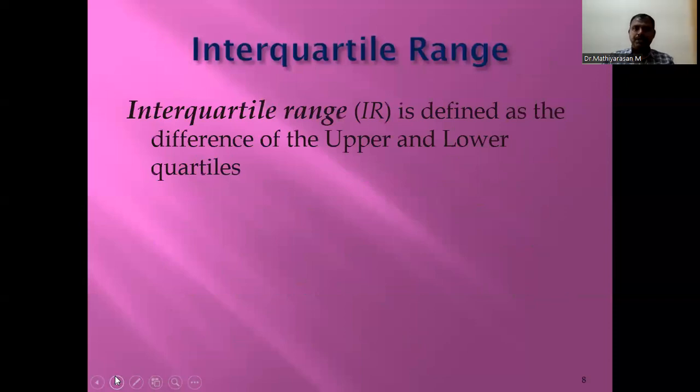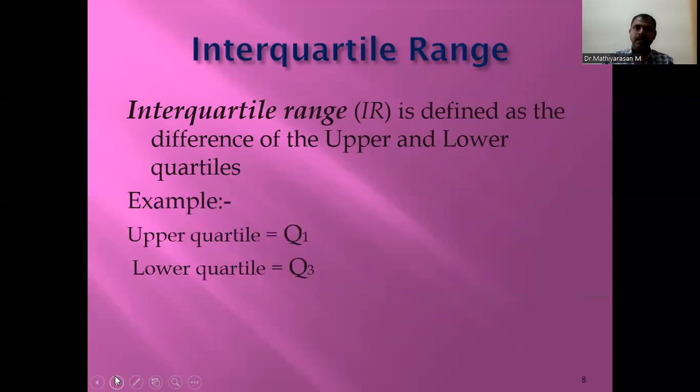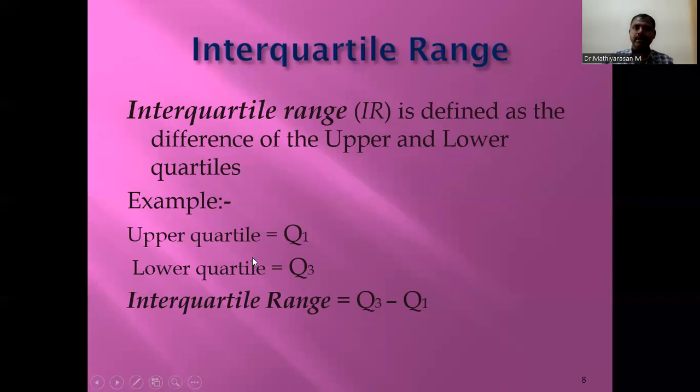Next one, interquartile range. It is defined as the difference between the upper and lower quartiles. Upper quartile is denoted by Q3 and lower quartile is denoted by Q1. In the slide, a little bit of correction is needed: upper quartile is always denoted by Q3 and lower quartile by Q1. So upper quartile minus lower quartile, that is called interquartile range, Q3 minus Q1.